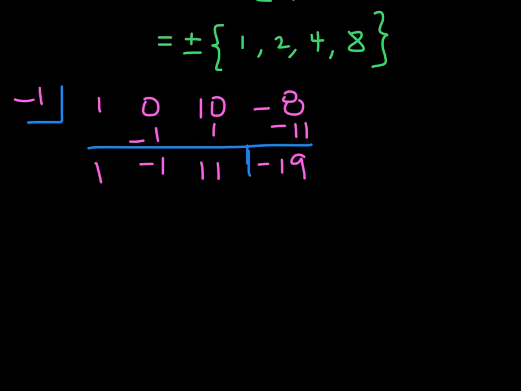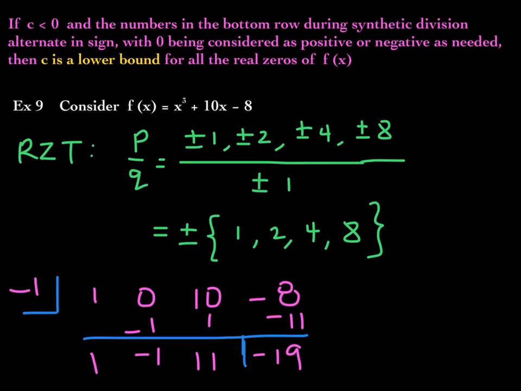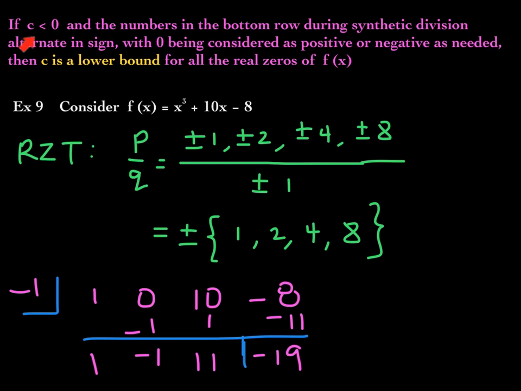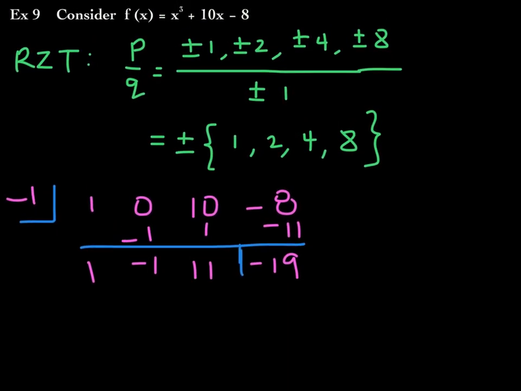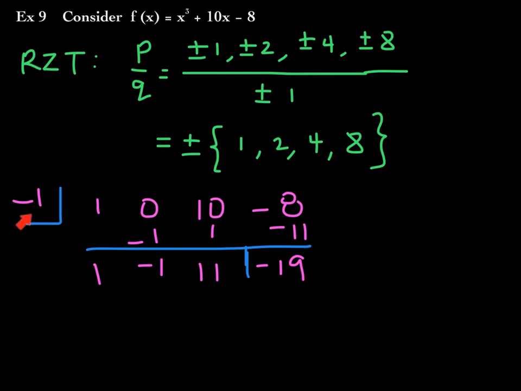Now we find here that negative 1 is not a 0. Negative 1 is not a 0. And notice that this value here, which we call c, is negative, and the signs in the bottom row of the synthetic division alternate. Positive, negative, positive, negative. This means, and I'm going to scroll back up to the theorem here, if c is negative, which in this case it is, and the numbers in the bottom row during synthetic division alternate in sign, with 0 being considered as positive or negative as needed, then c is a lower bound. We don't have a 0 down here, so we don't have to worry about that. So what we just determined is that c, negative 1, is a lower bound for the zeros of our function.